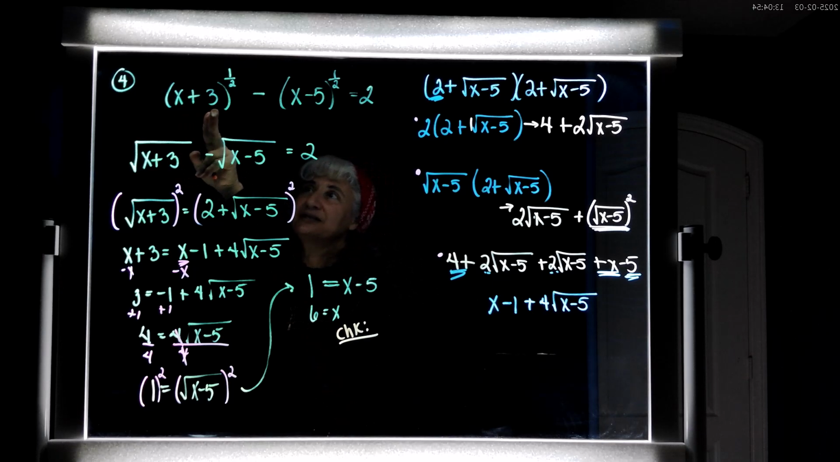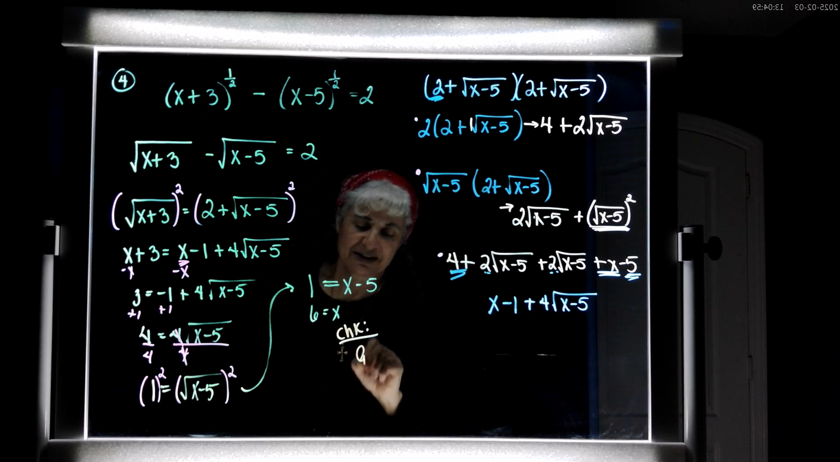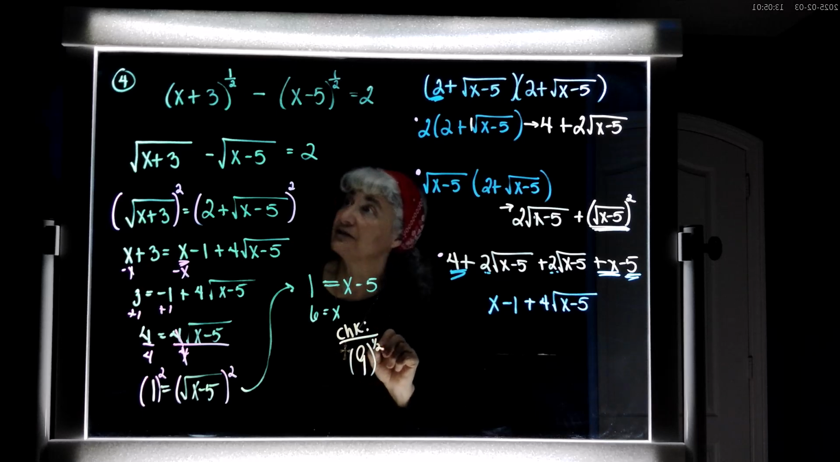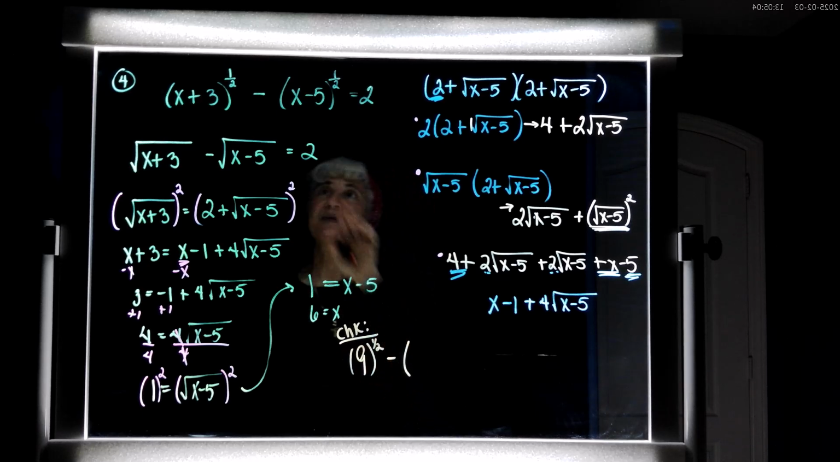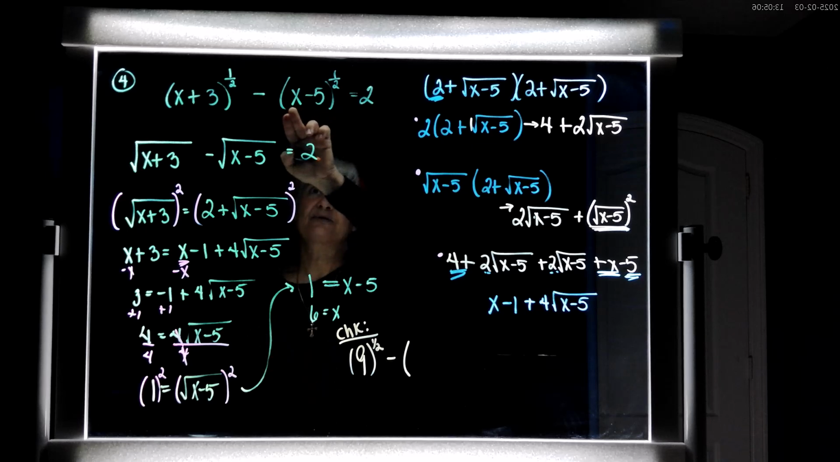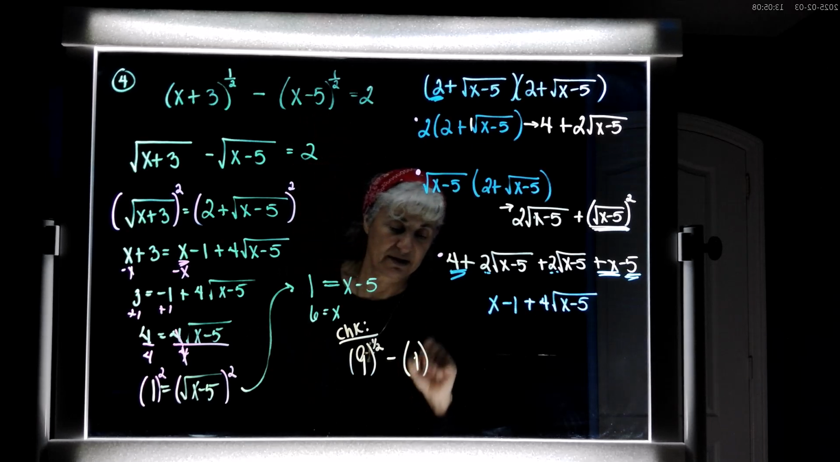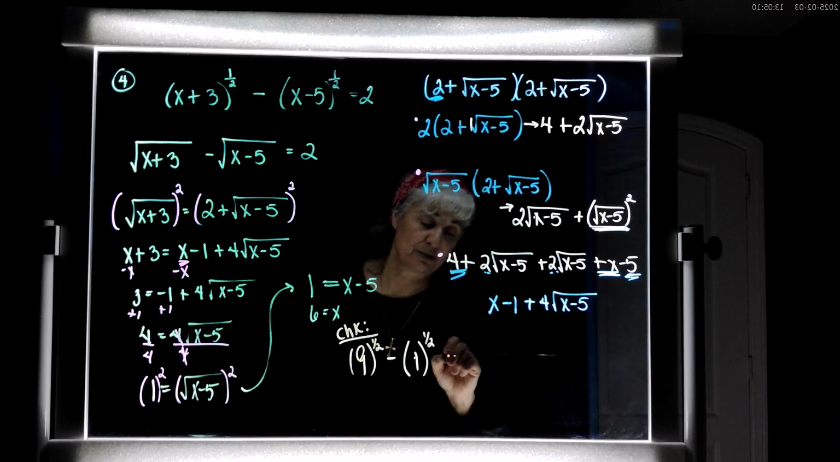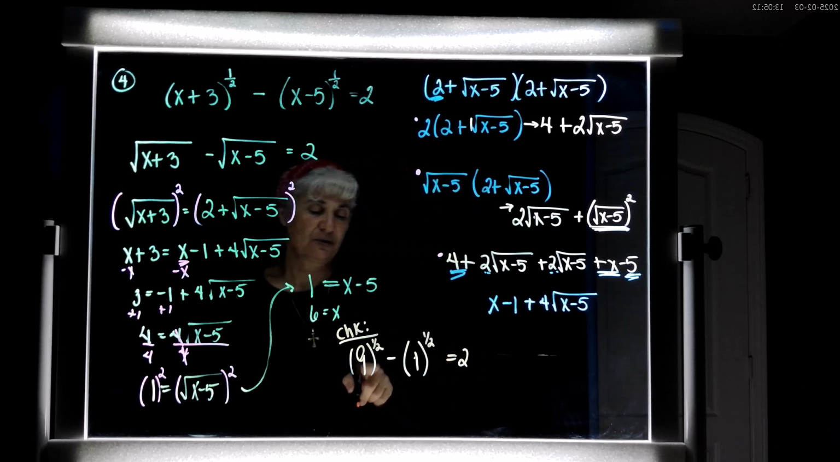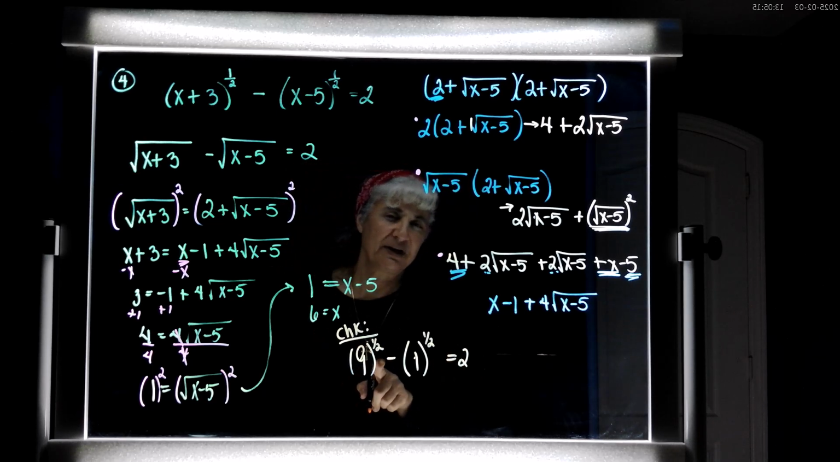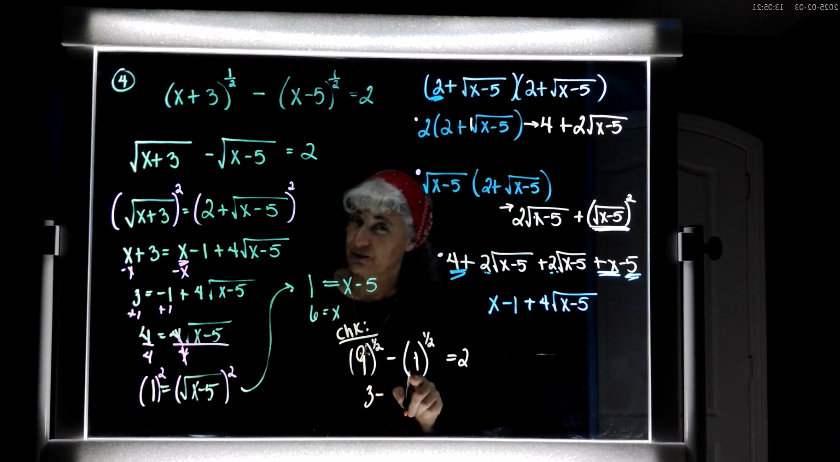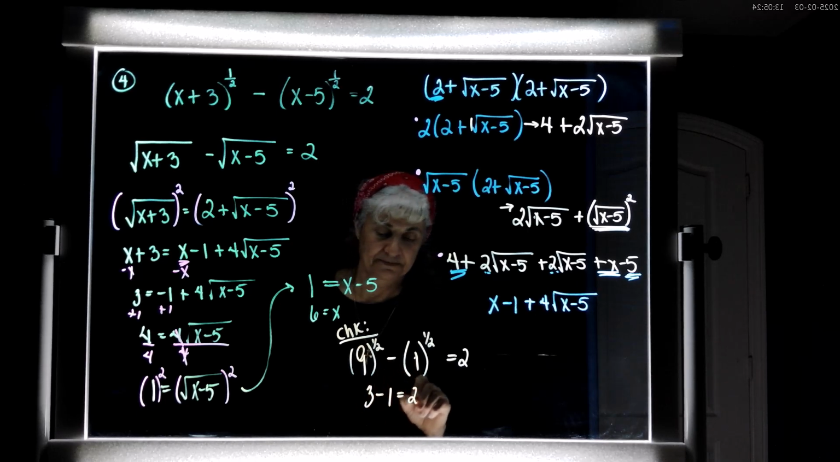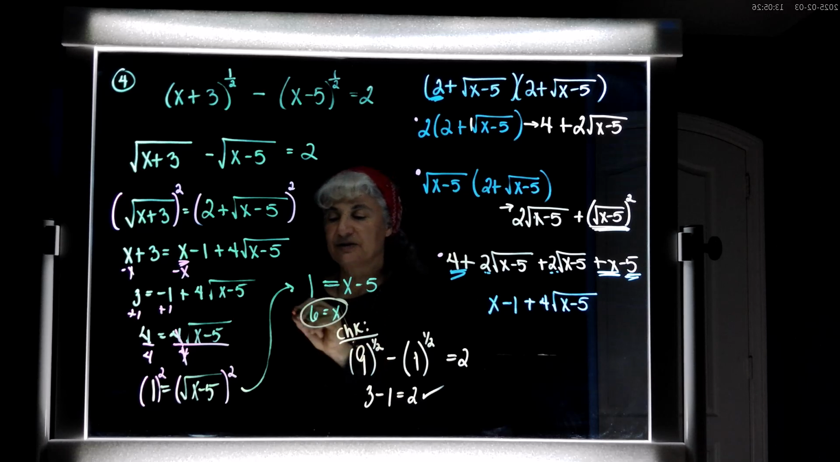This is x plus 6, x plus 3. X is 6. Yeah, so this is 9 to the 1/2 power, minus. X was 6, so 6 minus 5. 1 to the 1/2 power is equal to 2. Okay, the 1/2 power, or the 1/2 exponent, is the square root. So what's the square root of 9? 3. Square root of 1? This answer is good to go.